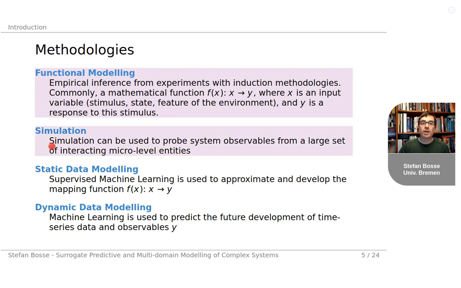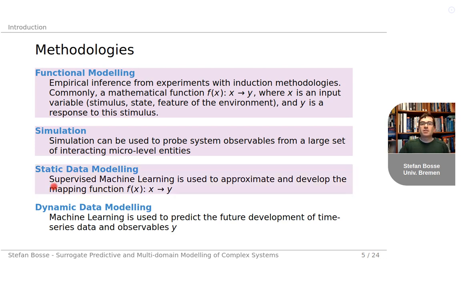We address simulation. The functional modeling, typically known from social science, for example, or economics, is based on parameterized mathematical models that are created by observations, developed and evaluated by observations, and finally applied again to observables. We want to use simulation, basically agent-based simulation, and simulation can be used to probe system observables from a large set of interacting micro-level entities, in this case, in real world, humans, in the simulation world, agents.